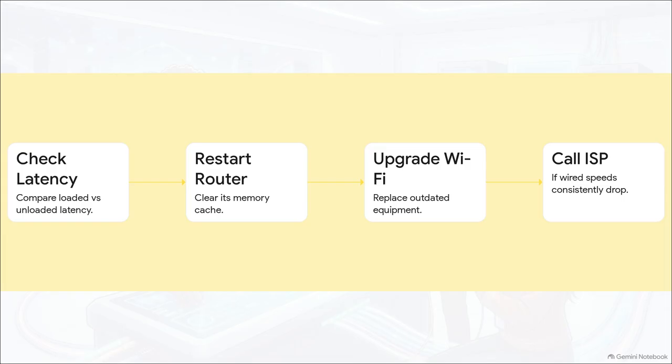Okay, so you've done the tests, analyzed all the data, and realized your network really is underperforming. What's the next step? Here's your action plan. First, compare your loaded versus unloaded latency to check for buffer bloat. Second, just restart your router to clear its memory cache. Seriously, you'd be surprised how often that alone fixes the issue. Third, upgrade any outdated Wi-Fi equipment. If you're running a 5-year-old router on a brand new gigabit plan, you are literally throwing money away. Follow these steps first to clear basic hardware bottlenecks. You should only call your ISP when you have a documented history of your wired speeds dropping significantly, like by half, below what you actually pay for.